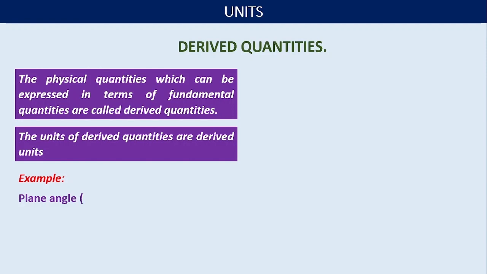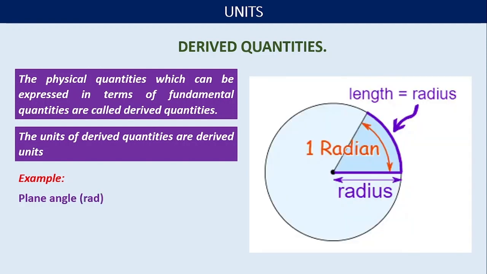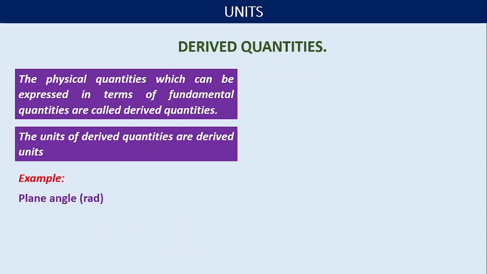Example, plane angle measured in radian, right? When the arc length equals the radius, the angle subtended at the center gives 1 radian. Plane angle equals arc divided by radius.